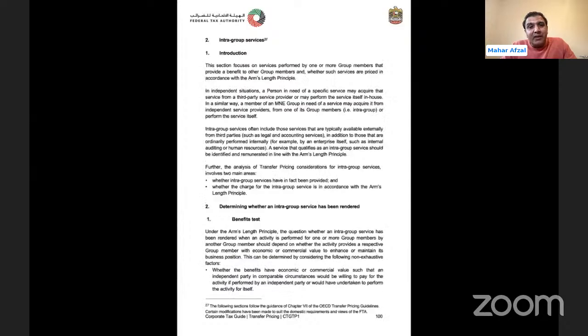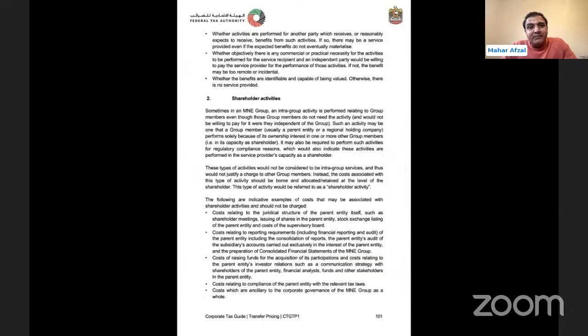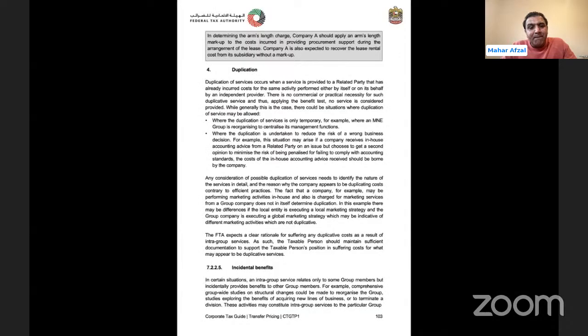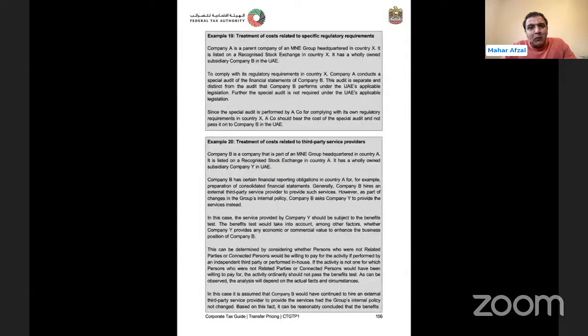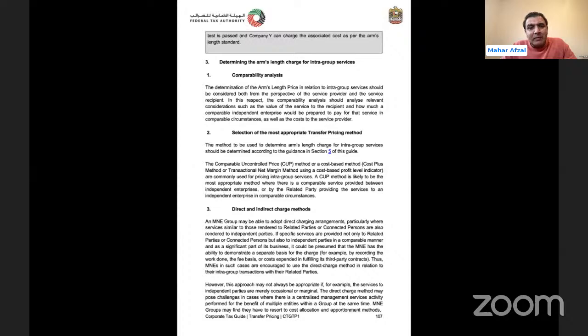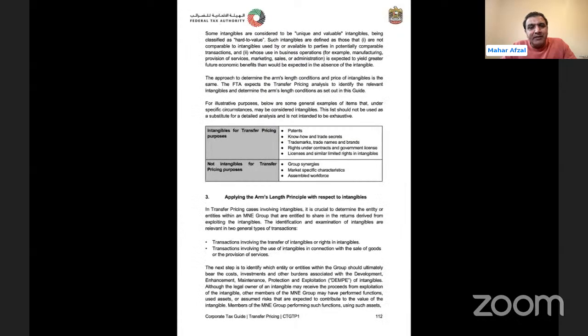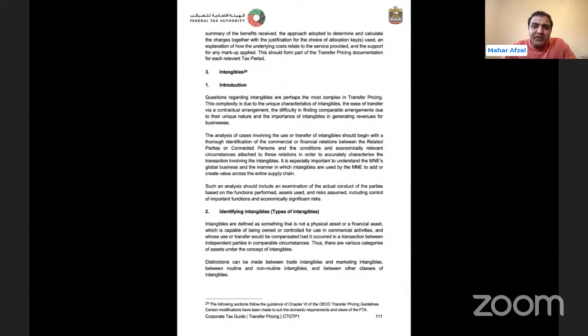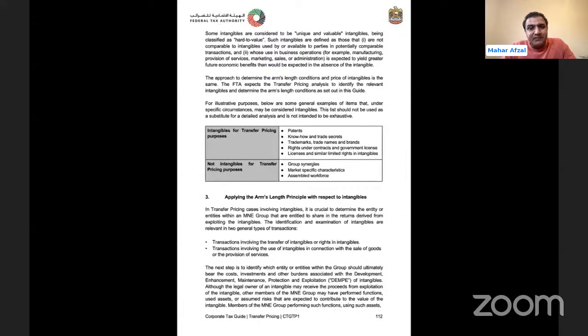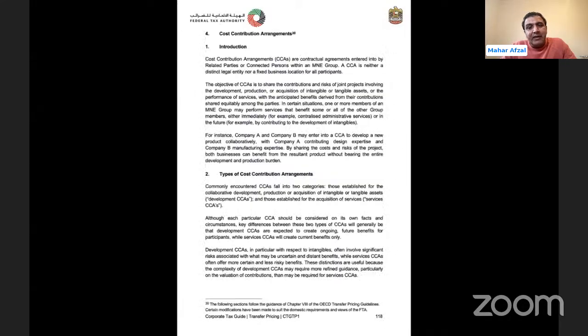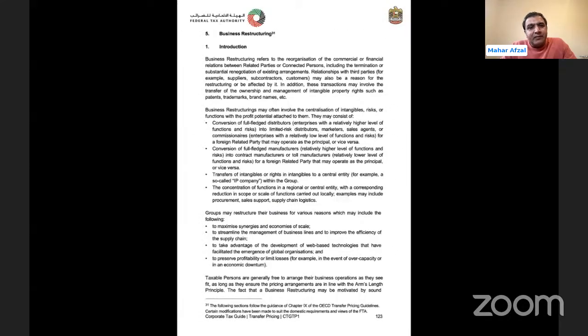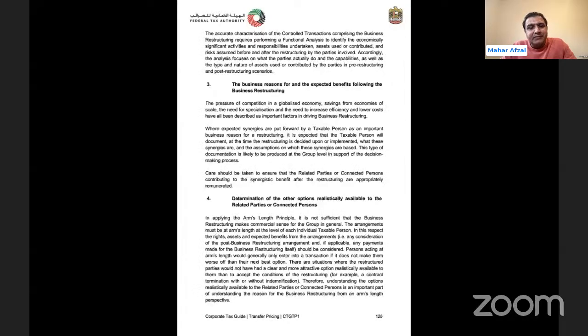In the same way, they have discussed intra-group services as well, with profit markup. Then intangibles: usually intangibles are developed at the central office, and then they will be charged to other entities. Once intangibles are developed, if these are being recharged, we need to apply the TP principles. Then business restructuring.